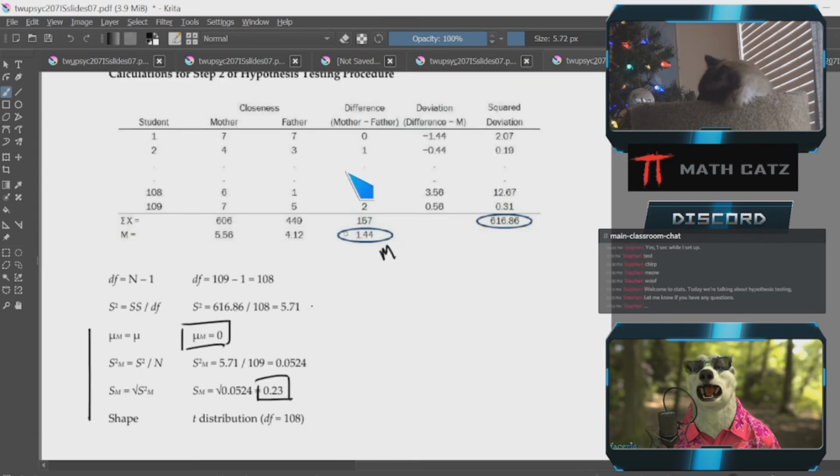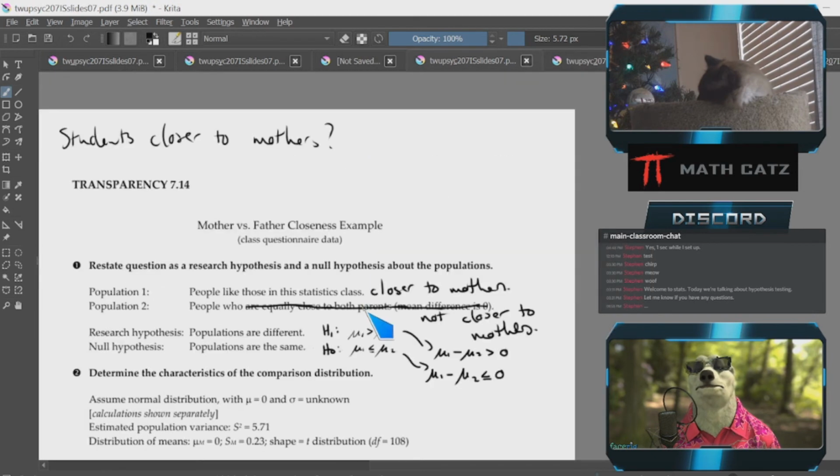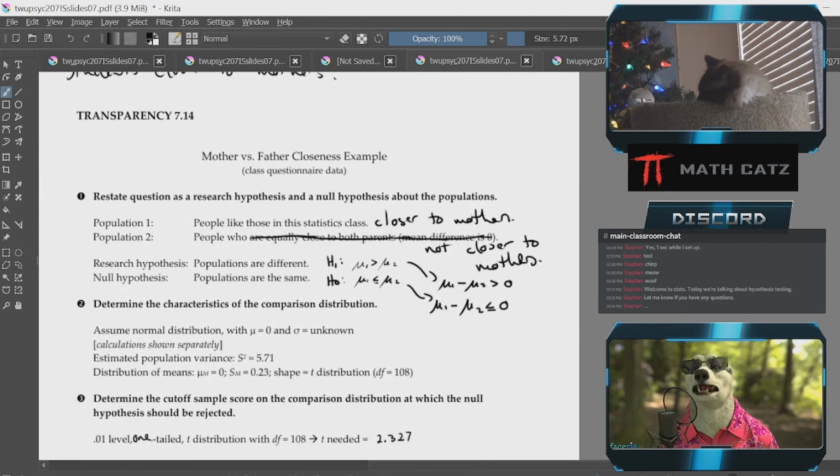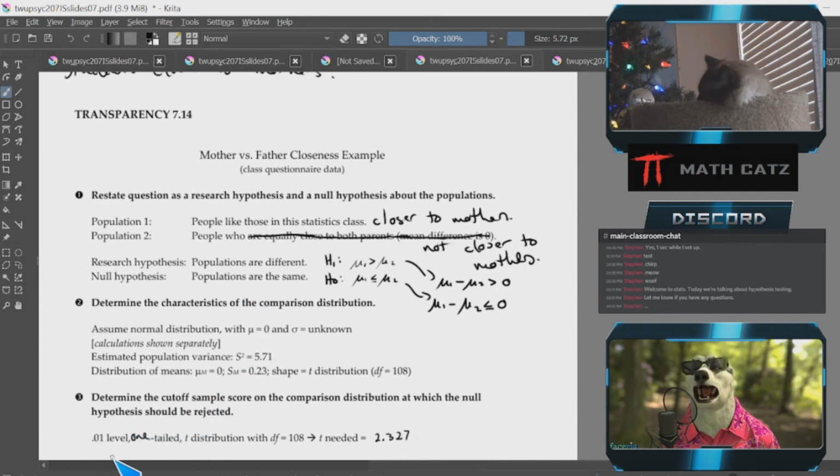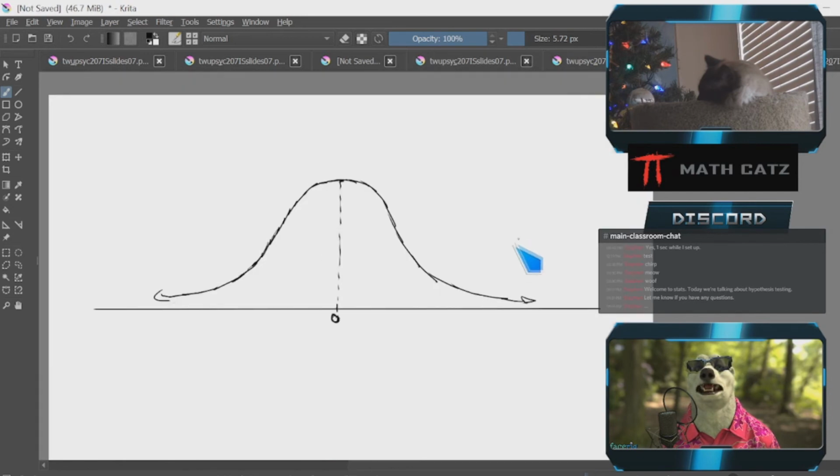Okay, so it's going to be a one-tailed test in this case, right? Because we're only interested in investigating if students are closer to their mothers, hence the inequality here. So we calculate, let's say alpha is 1%, one-tailed test. Let's indicate that first. Let's put 1% over here, on this side, because this is the difference mother minus father. And we're hoping for positive, right? So we want our t cutoff, 1%.